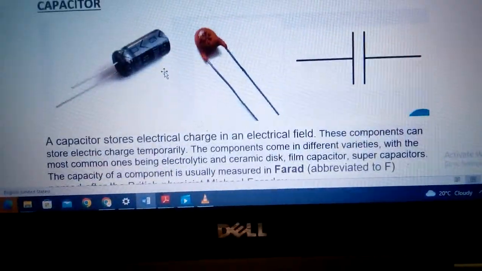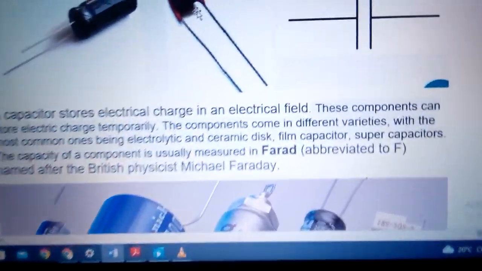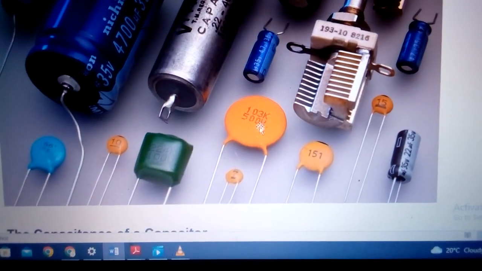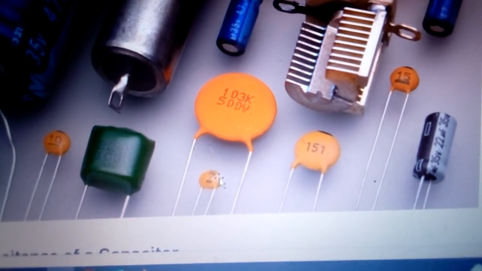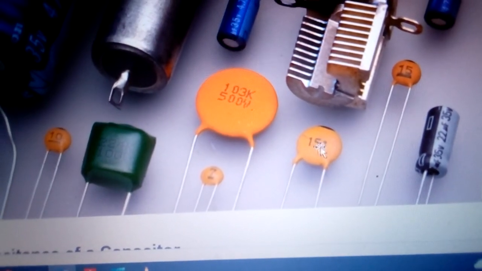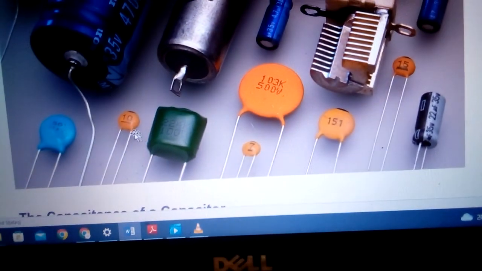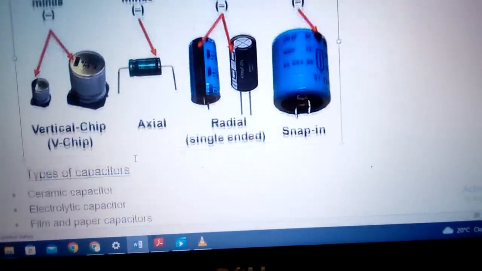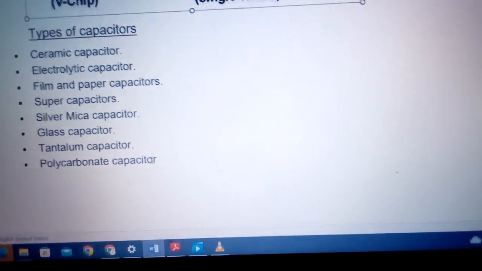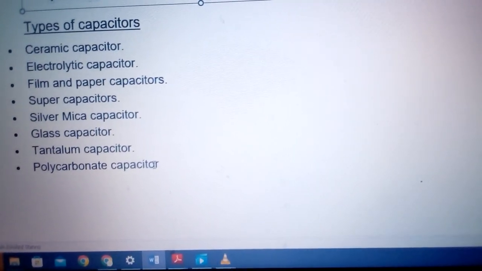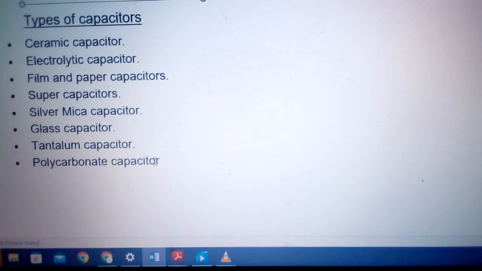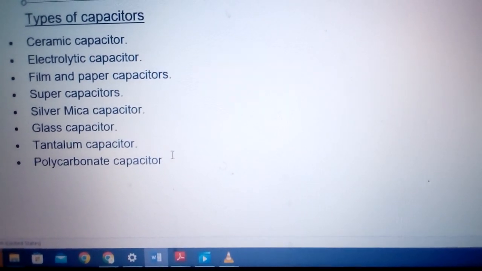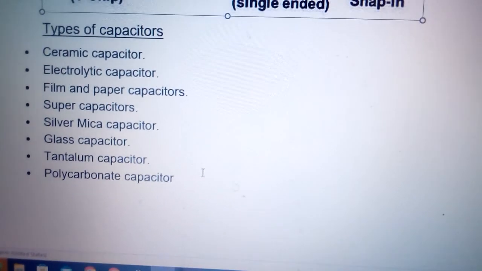Now let's look at the various types of capacitors. Now we have ceramic capacitors. This is an example of a ceramic capacitor. It's also here. This is a ceramic capacitor. So we have electrolytic capacitors, supercapacitors, film capacitors, glass capacitors, paper capacitors, tantalum capacitors, and polycarbonate capacitors. So those are various types of capacitors.